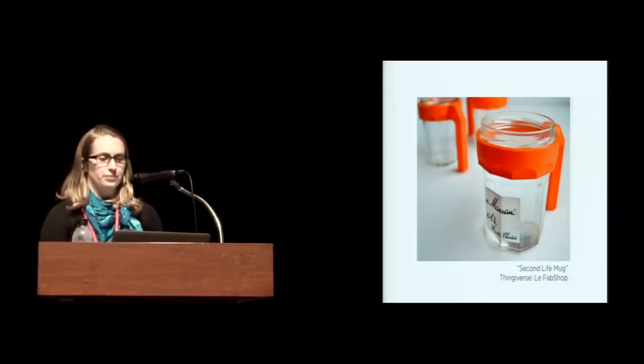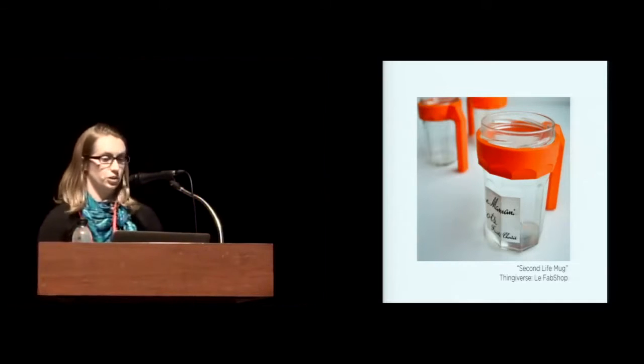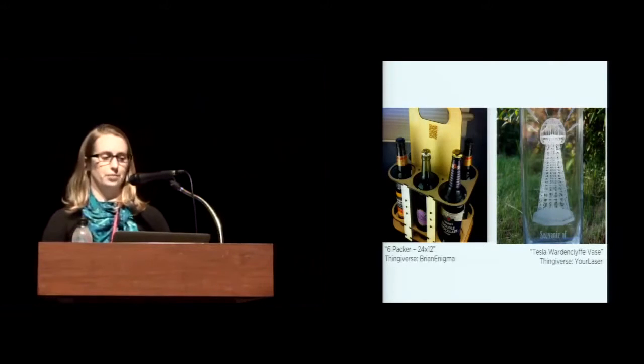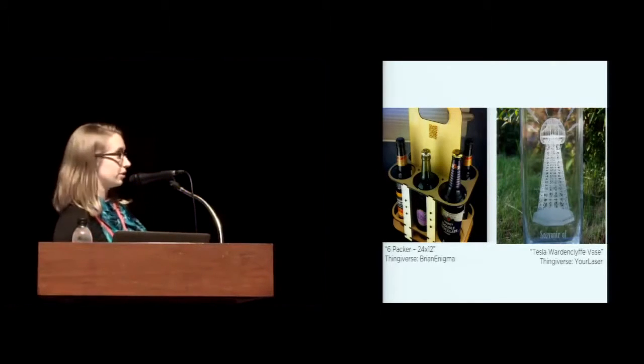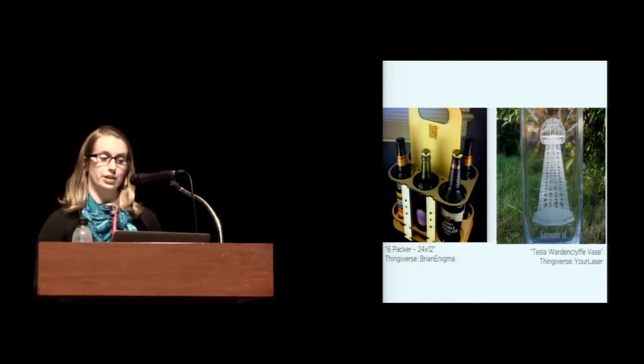Given that it's MakerBot, unsurprisingly, there's a lot of digital designs for 3D printable objects, such as this handle that turns a jam jar into a mug. However, there are also designs for other types of digital fabrication. So for example, the 6-pack carrier is assembled from laser-cut parts, which are from 2D design files. And the vase design is created by laser etching 2D graphics onto an existing 3D object.